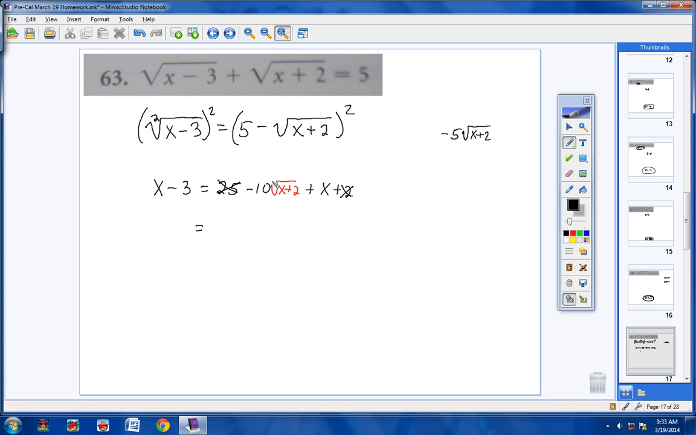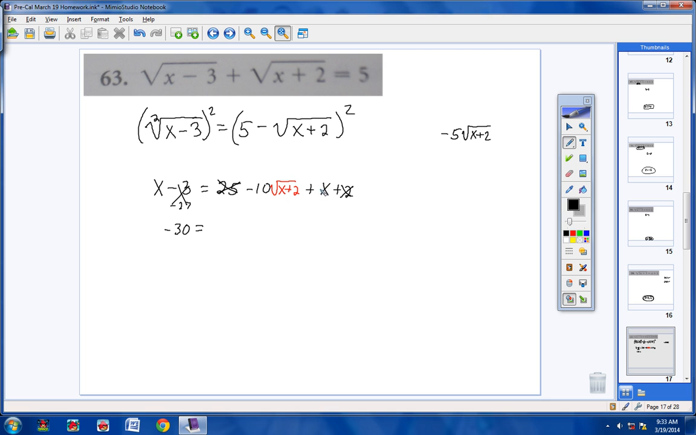Now don't worry about the 10. The 10 is being multiplied times this radical. We're going to save that for last. I have a 25 and a 2. That gives me a 27. If I bring the 27 over, it becomes a negative 27. Combine these two and I get a negative 30. So that takes care of all my constant terms.